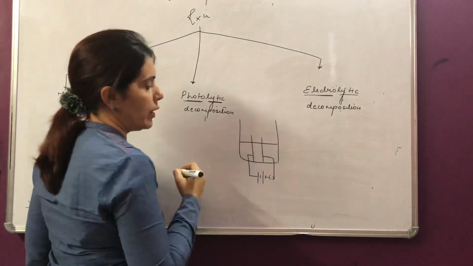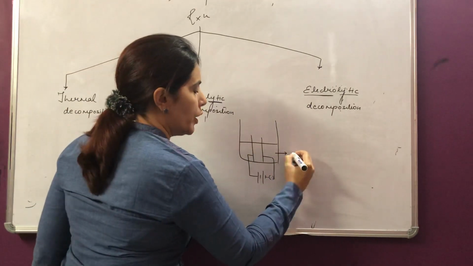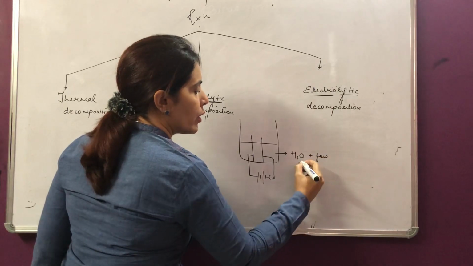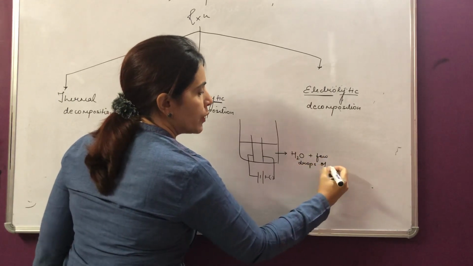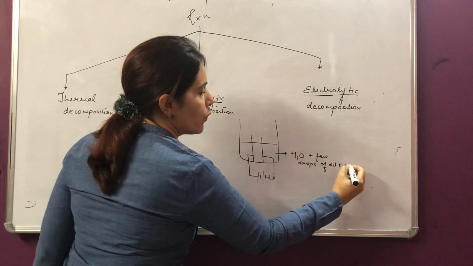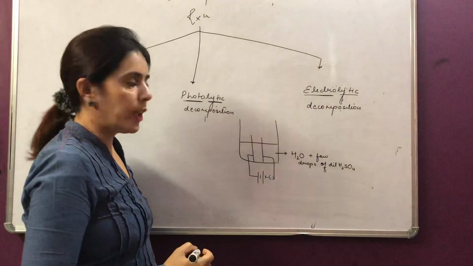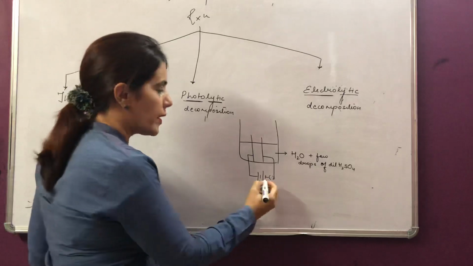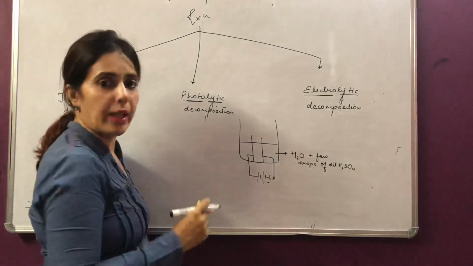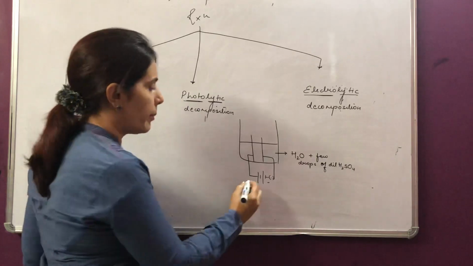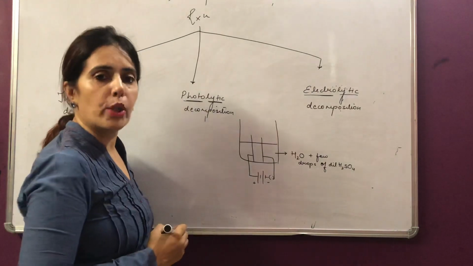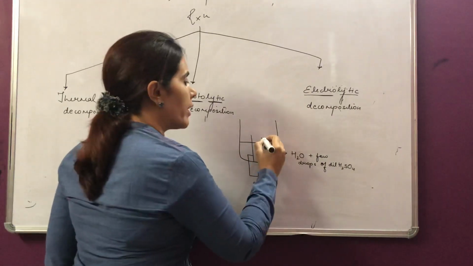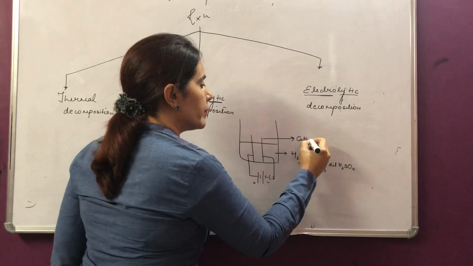And in this plastic mug, you can fill water, H2O, with a few drops of dilute H2SO4. Is it okay? Now, these are the electrodes. The electrode which is connected to the negative terminal of the battery, the smaller line, is what? Negative terminal of the battery, and the bigger line is the positive terminal. So, the electrode which is connected to the negative terminal of the battery is always called cathode.